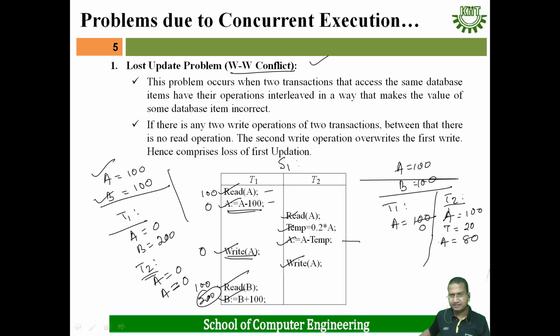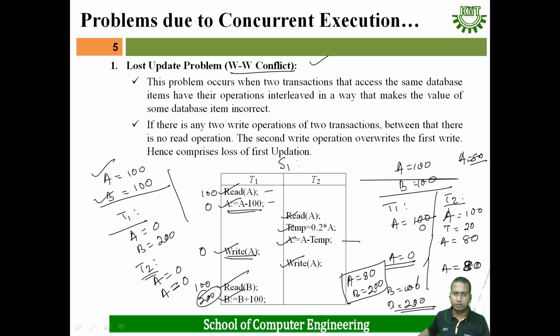Now write A: what value will T1 write in the buffer? The A value will be 0. Then T2's write A writes its local memory value to the buffer, so 80 will be written as the A value in the buffer. Then read B gives 100, and B is equal to B plus 100 makes B 200. So after execution of T1 and T2, the A value is 80 and the B value is 200.